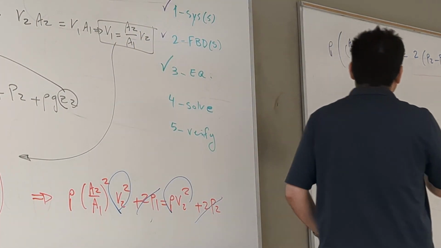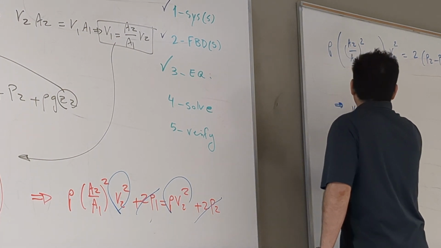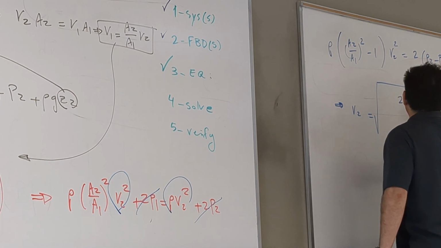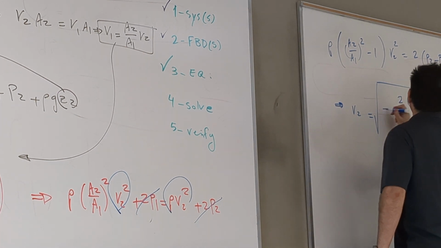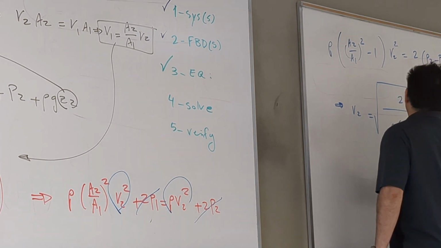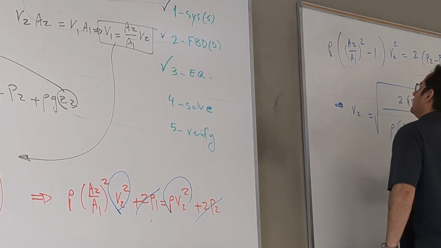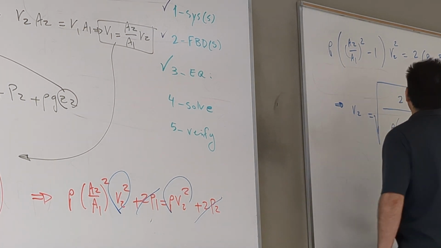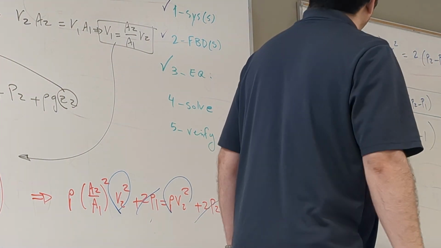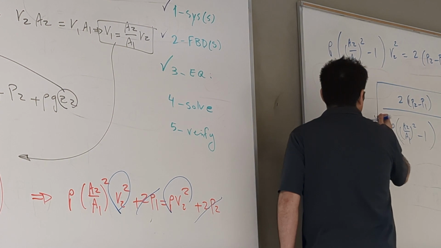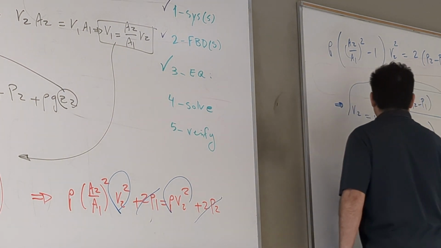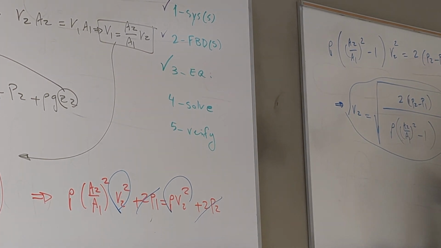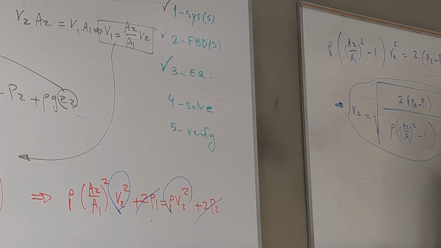And then solve for V2. What do we get? We get V2 is equal to the square root of 2 (P2 minus P1) divided by rho ((A2 over A1) squared minus 1). That's what you get. Right? That's it. Well, look, guys, this is the ideal velocity at point 2.